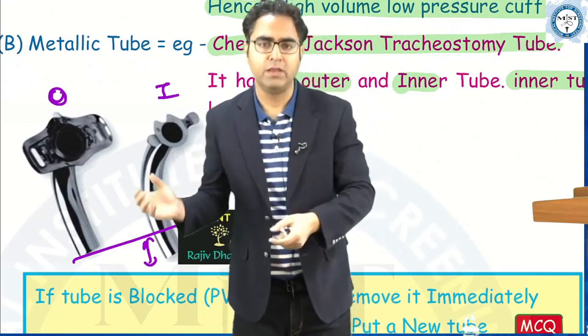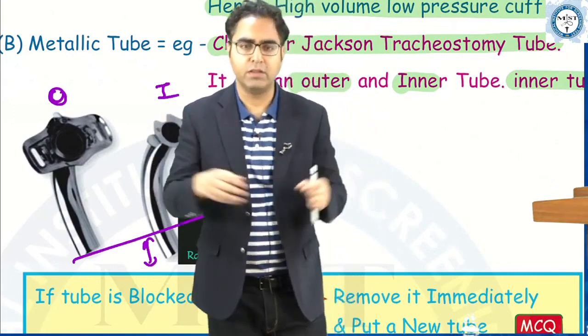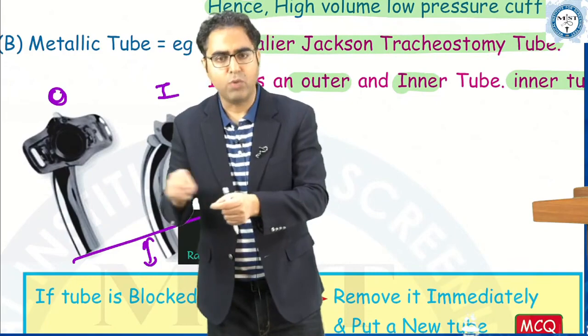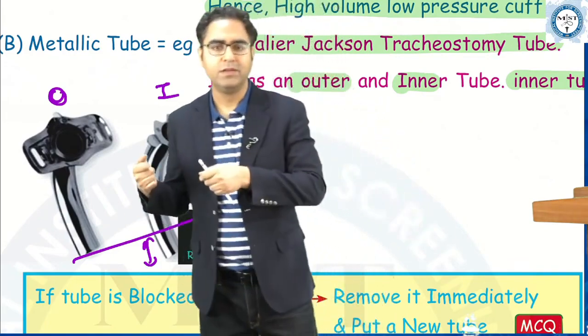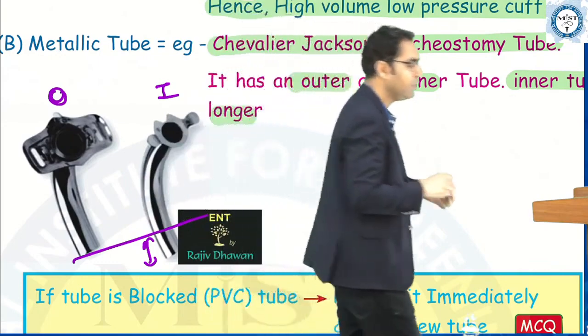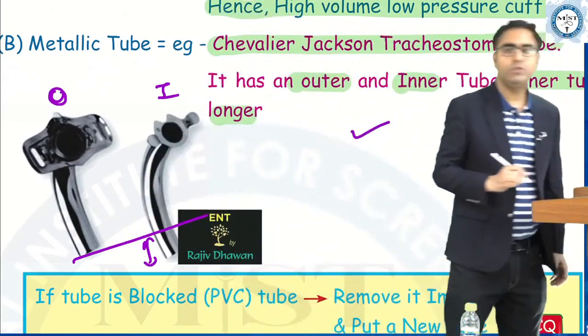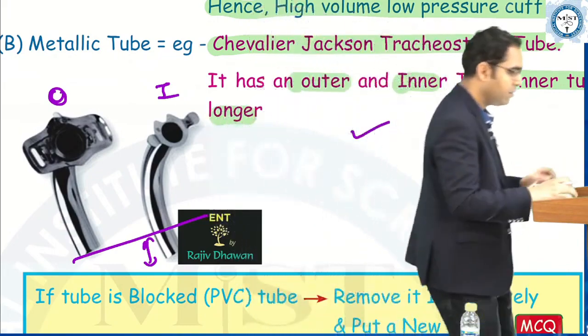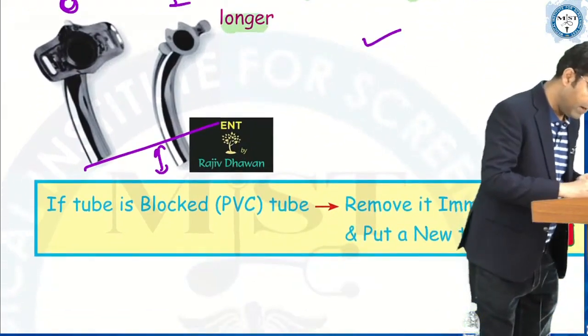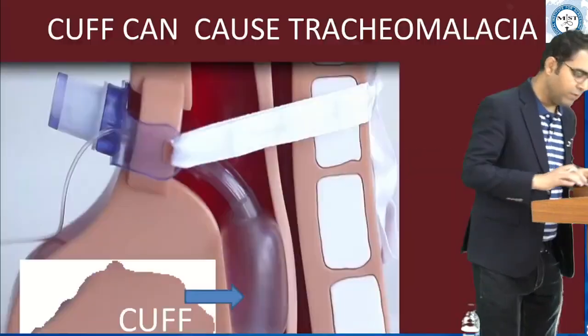There is no worry. Patient attendants are very confident. They remove the inner tube, clean it, boil it, dry it, and put it back. Okay? They don't remove the whole tube, beta. So it is an outer tube, and the inner is a longer tube, beta. What is the name of the tube? Chevalier-Jackson tube, beta.